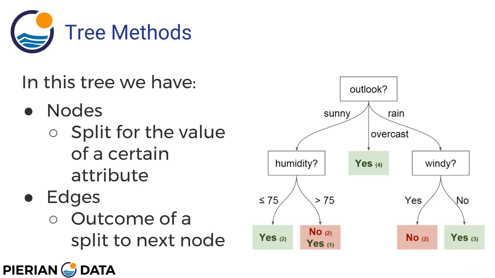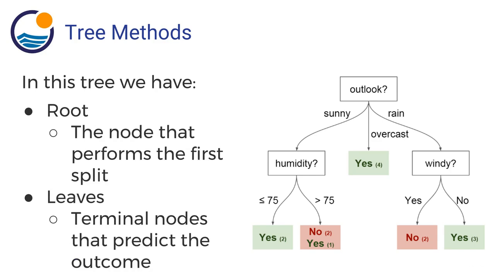The edges are the outcome of a split to the next node. So you can see here, if I split outlook on sunny, then my next node becomes checking for the humidity. And after that, we have two more features, which are the root and the leaves. The root is the node that performs the first split. In this case, that's that outlook node. That's the very first feature that I'm splitting on. Then I have the leaves, which are the terminal nodes that predict the outcome. So those green and red yes or no nodes.